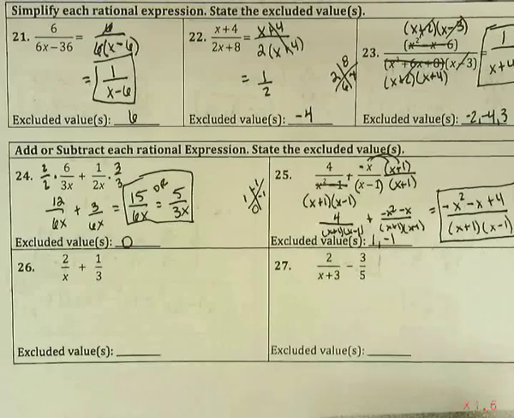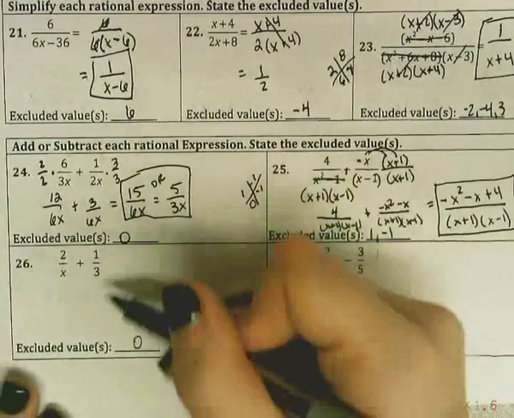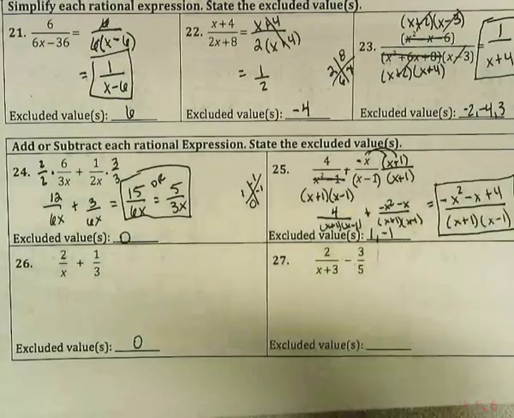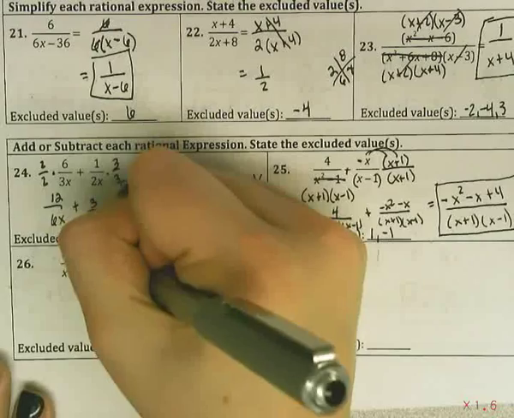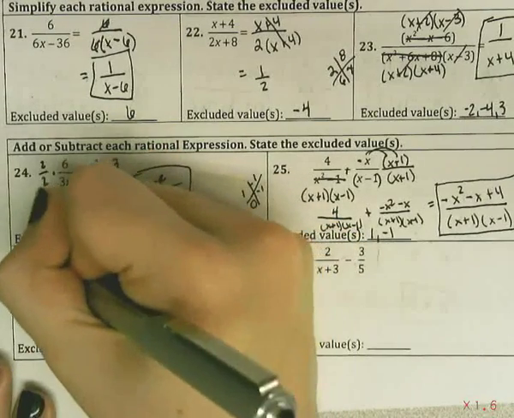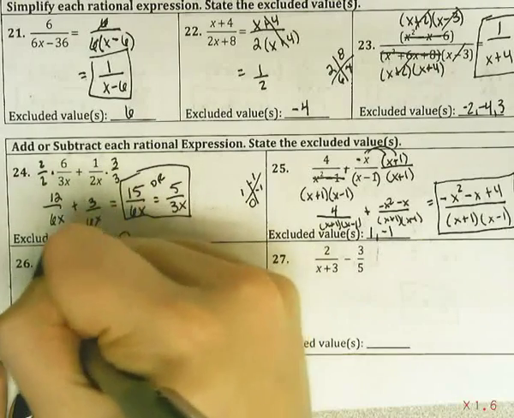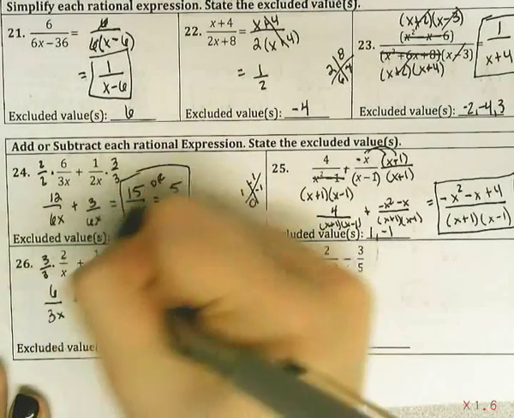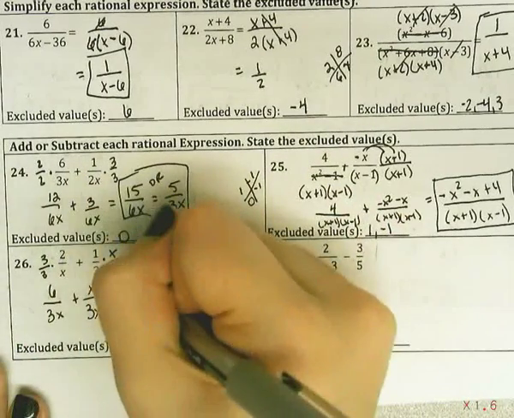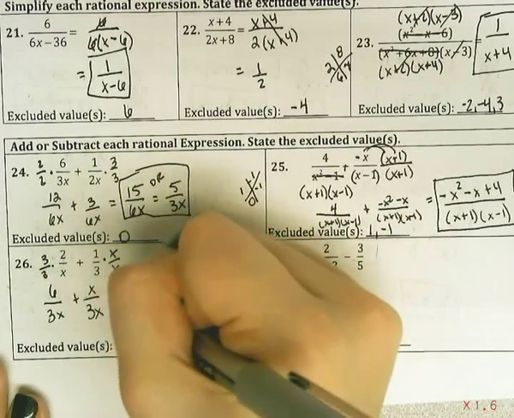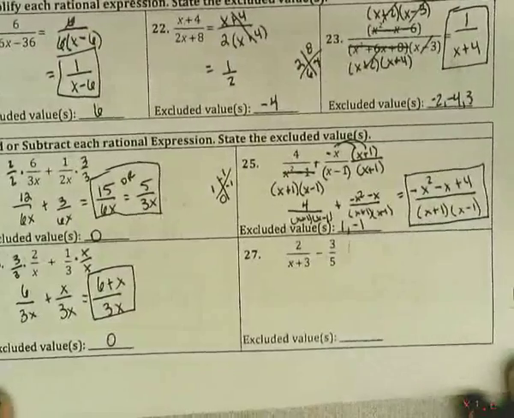Okay, 26. Excluded value, we're just dividing by x, so I can just put 0. The 3 doesn't mean anything. We want the common denominator. Since these have nothing in common, I'll multiply each by the other: x over here, 3 over 3 on this side. 3 times 2, we get 6 over 3x plus x over 3x. When we add them together, we just get 6 plus x over 3x. If you want to write x plus 6, that's fine.